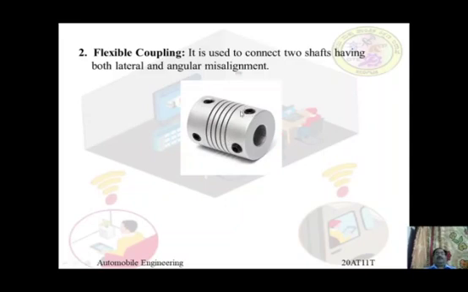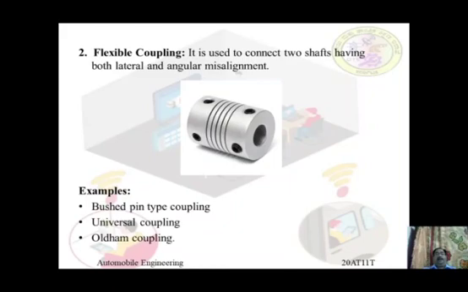So in a rigid coupling, we connect two shafts which are perfectly aligned. But a flexible coupling is used to connect two shafts having both lateral and angular misalignment. The examples of flexible couplings are bushed pin type coupling, universal coupling, and Oldham coupling. These are the examples of the flexible coupling.